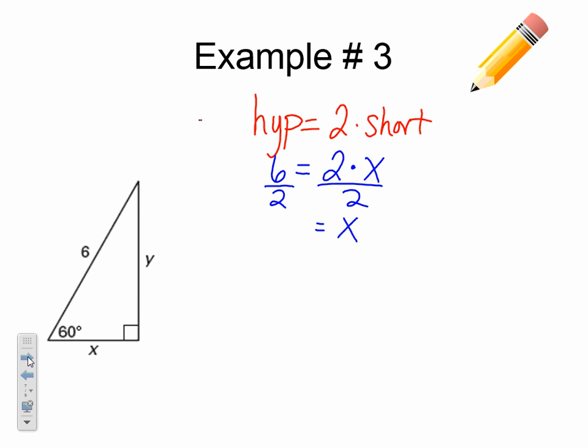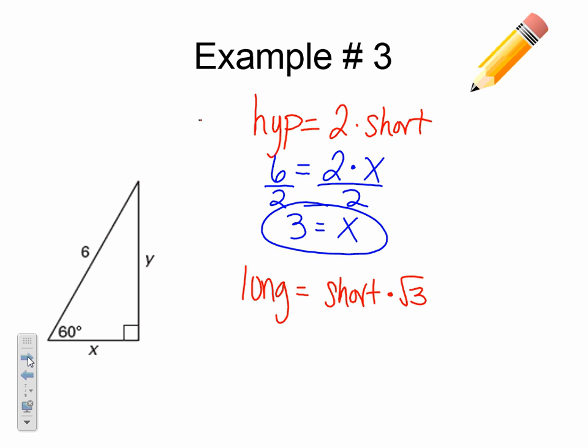And now it says x equals 3. So now that I know x, I should be able to find that other missing piece. The y is the long leg, so we're going to use long leg equals short times square root of 3. So the long leg is labeled with a y. The short leg we just found out was 3.